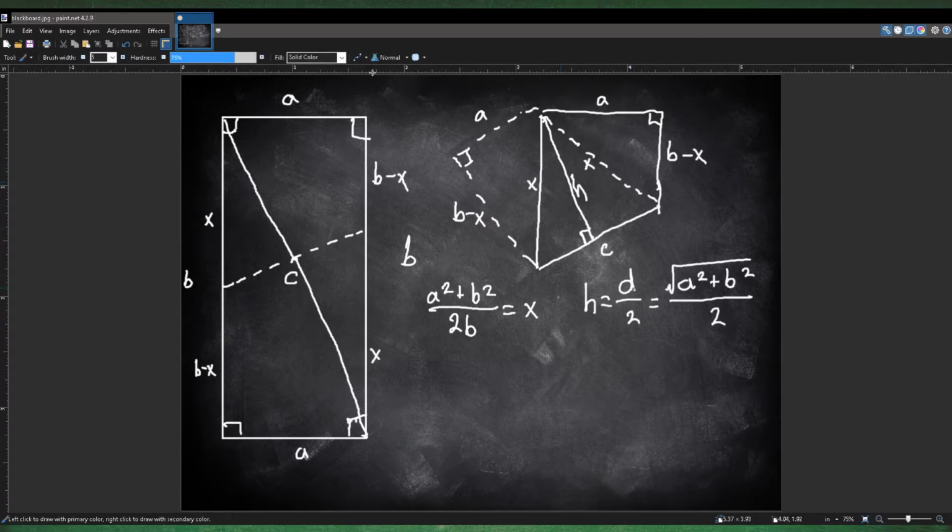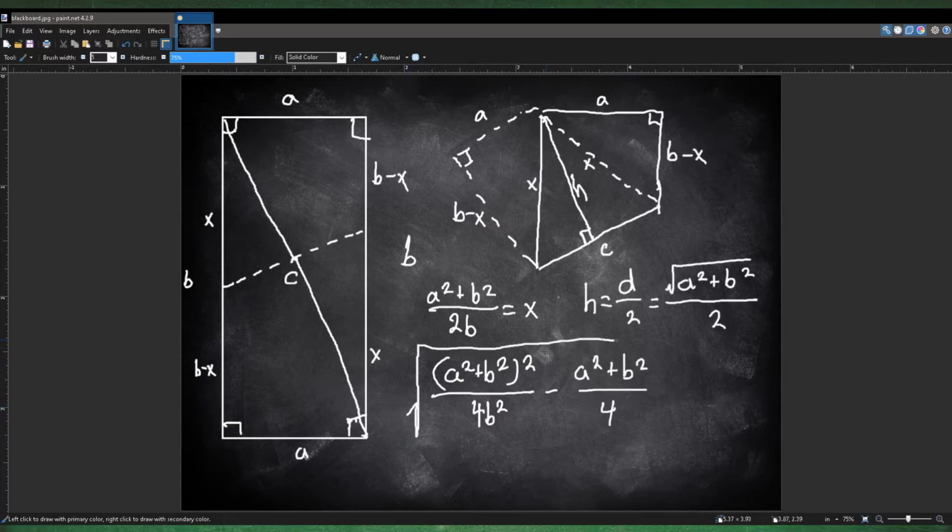Okay, so we have our height now, and we have our x. So now we can find c. Well, remember, this is c divided by 2, right? Because we're only getting from this triangle. So we only have half the crease, half the length of the crease. So we multiply by 2 later. Okay, so doing the Pythagorean theorem, we have the hypotenuse squared, (a squared plus b squared) squared over 4b squared, minus the leg squared, which is a squared plus b squared divided by 4, and then take the square root. And that should be half our crease.